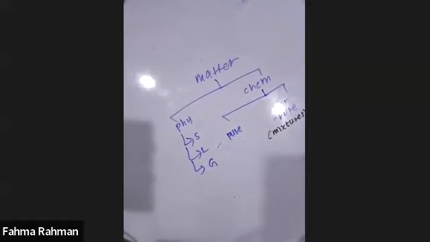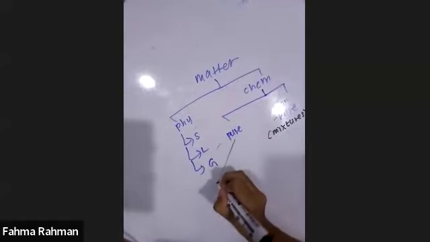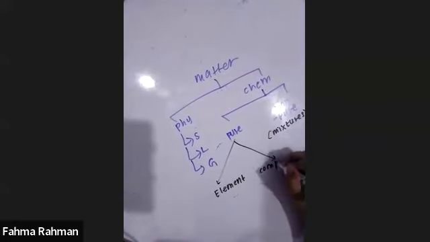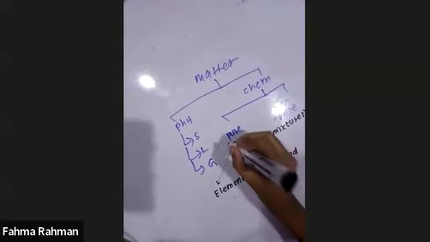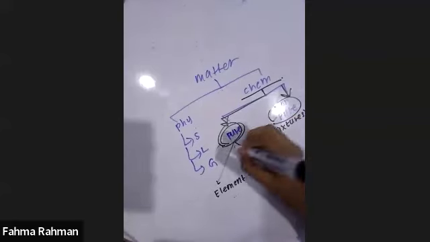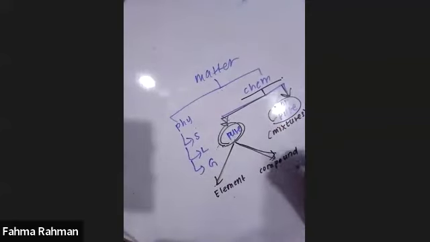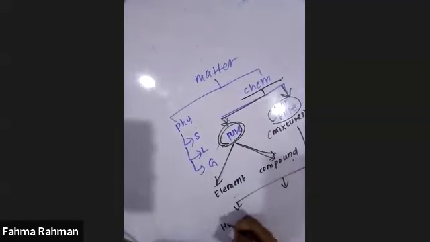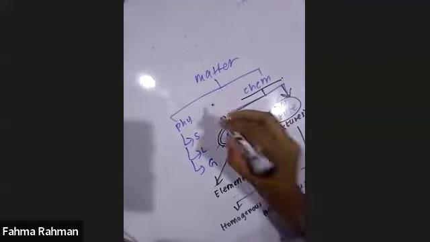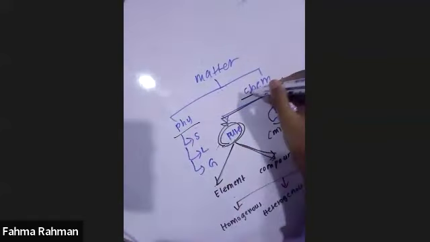But if you take the pure substances, they can be further classified into elements and compounds. So the pure substances, based on chemical composition, are divided into two categories as pure and non-pure. Then the pure substances are further divided into elements and compounds, while the mixtures are also further divided into two, homogeneous and heterogeneous.